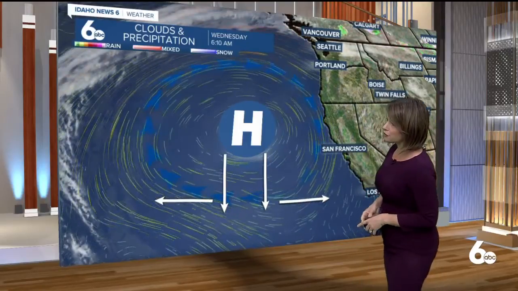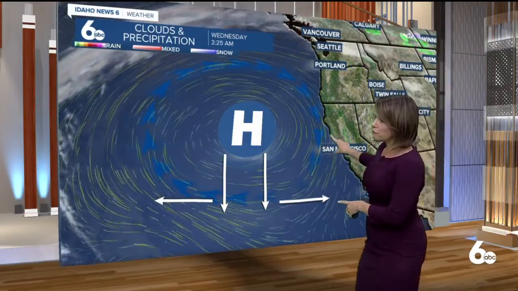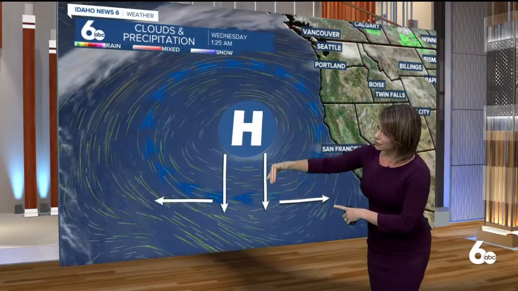Here's this big ridge of high pressure. If you're more a visual learner, I put this together for you so you can picture it. Here's the coast of California. This clockwise circulation around high pressure. It's clockwise in the northern hemisphere, counterclockwise in the southern hemisphere. There's that sinking air, and then it moves outward as it hits the surface.